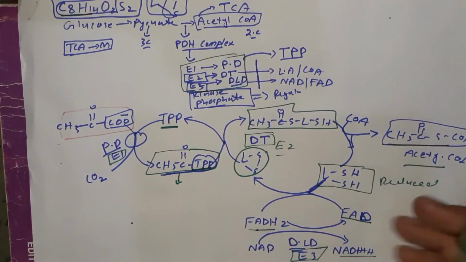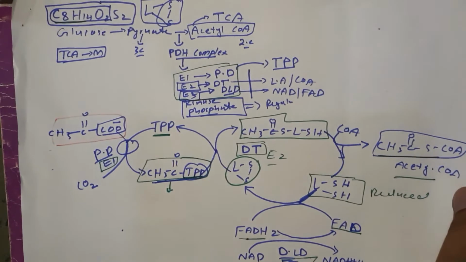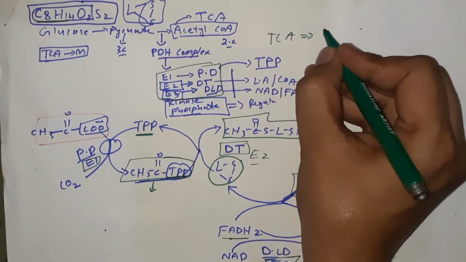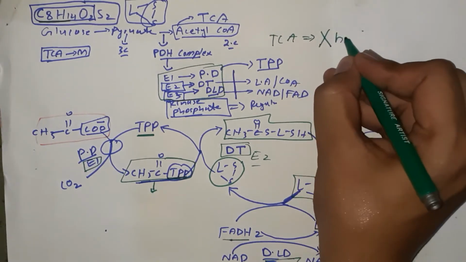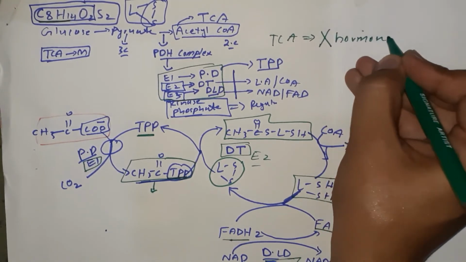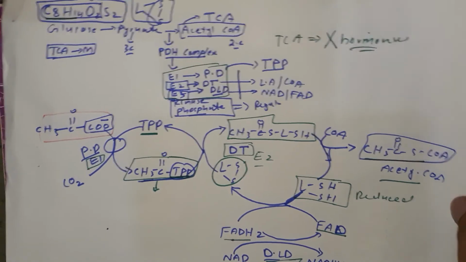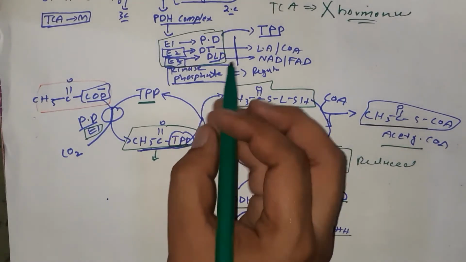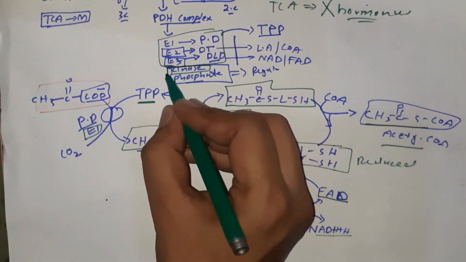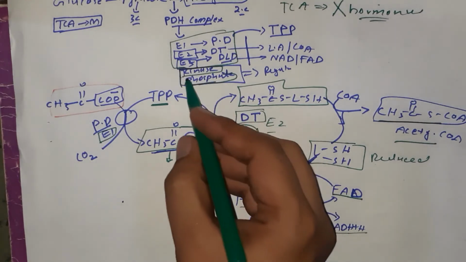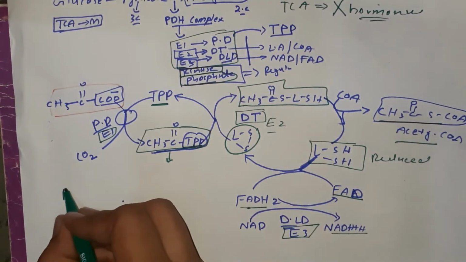So next we come toward the regulation of this complex. First thing you should keep in mind is that the TCA cycle does not have hormonal regulation. It does not have any kind of hormonal regulation. So it is regulated only by its products, different allosteric regulators, activators, inhibitors, but it does not have any hormonal regulation. So the PDH complex is basically regulated by two enzymes which are part of it, which are kinase and phosphatase.